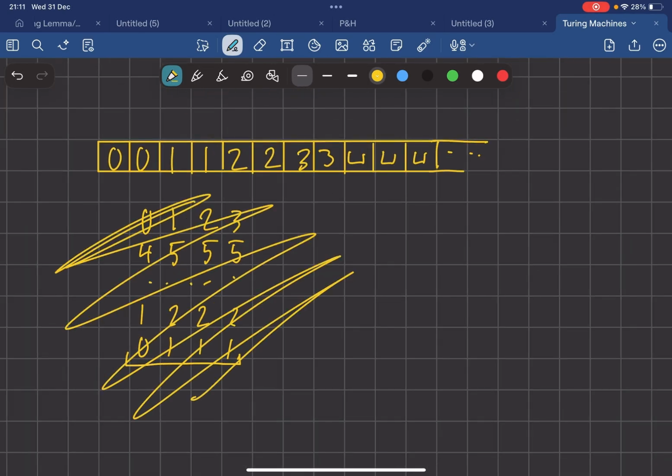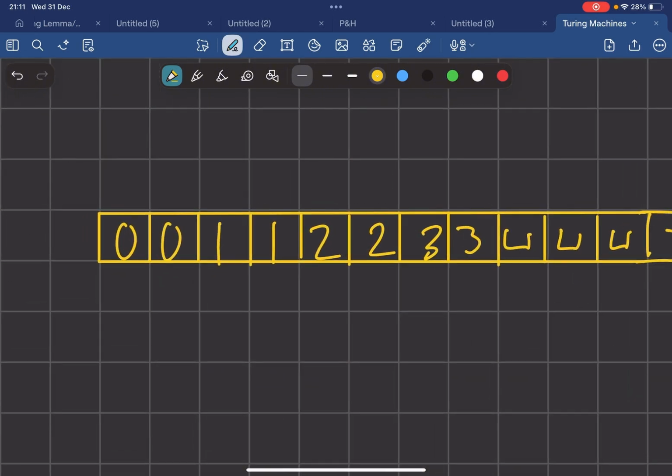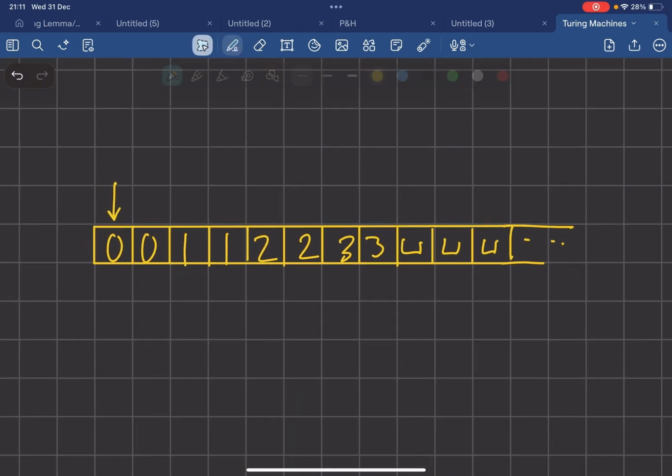So just to reiterate, we're going to pass through the tape, remove one of each character as we pass through, and keep doing this until at least one of the characters is fully removed. Once it's fully removed, we check if they were all removed. If they were all removed, then the counts were the same, and so we accept. And if there are still some remaining characters when one of them is already fully removed, that means the counts were not equal, and so we reject.